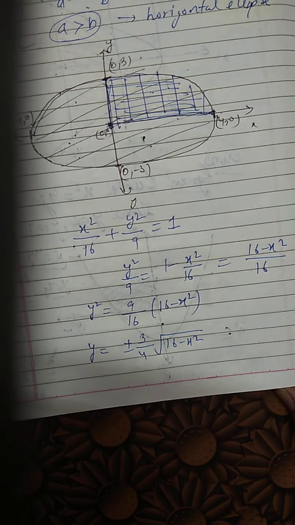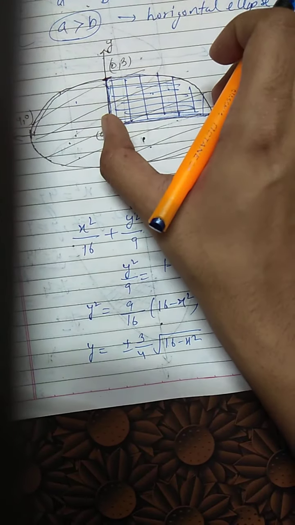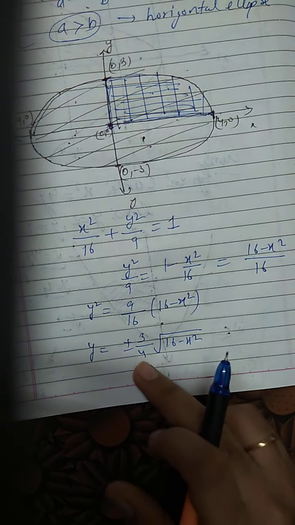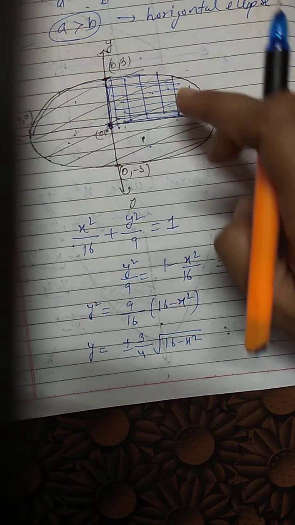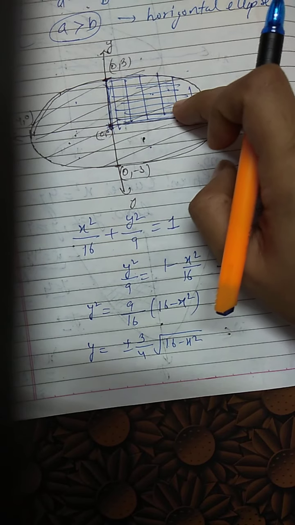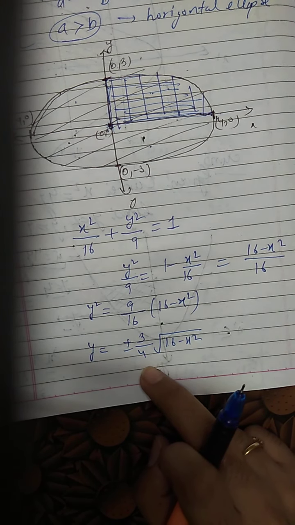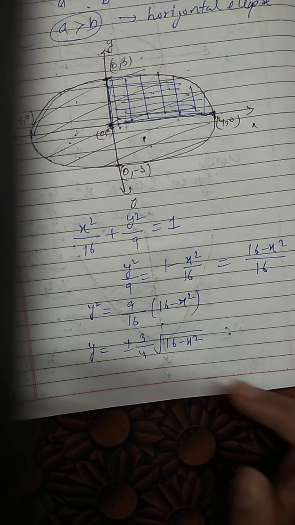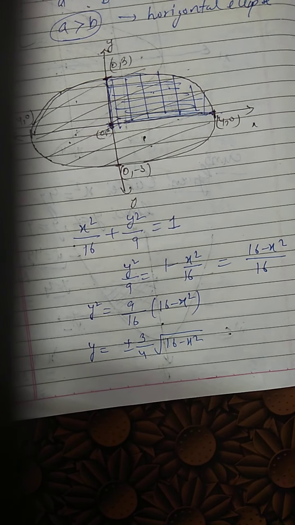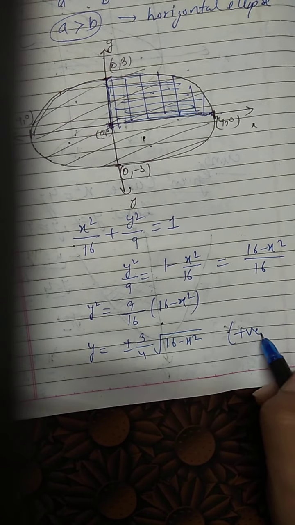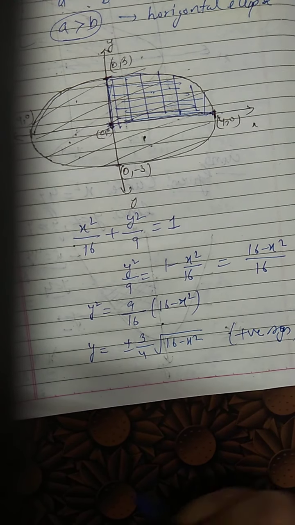Now plus minus will come. If I am finding the area in the first quadrant, it will be positive only, since it is in the first quadrant, x, y both are positive. So we will just consider the positive sign here, right, as we are finding the area. So the positive sign we will be taking.